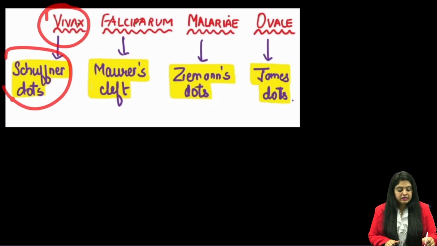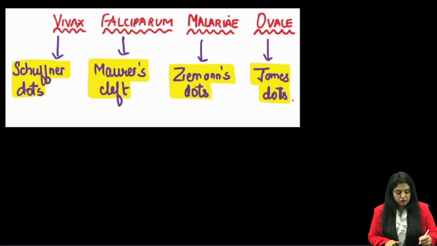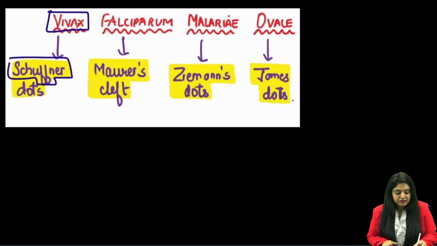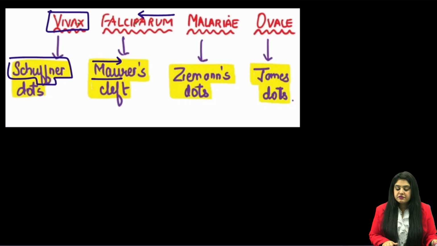So Vivax mein dikhta hai Schaffner's dots. How do I learn it? Because in the viva exam, the examiner always asks me questions which are all shuffled here and there, not in any order. So viva mein shuffling, Schaffner's dots. Plasmodium falciparum, read it opposite, MAUR. MAUR tells me that it's going to show me Maurer's clefts.